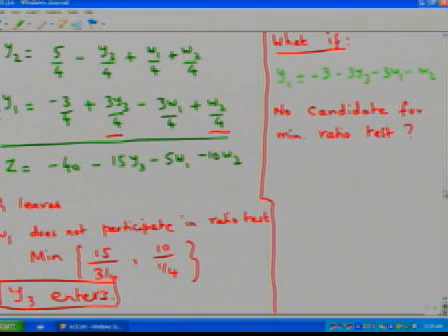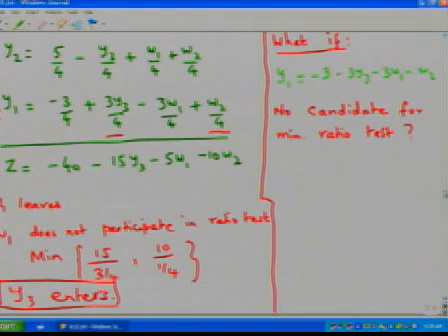So here, of course, y1 has to leave the basis, and when y1 leaves, w1, which is here, has a negative coefficient. It's not going to participate in the minimum ratio test. y3 and w2 do, and you can check that y3 enters.